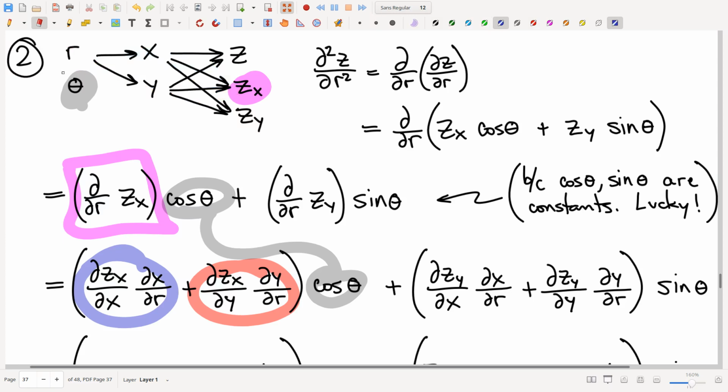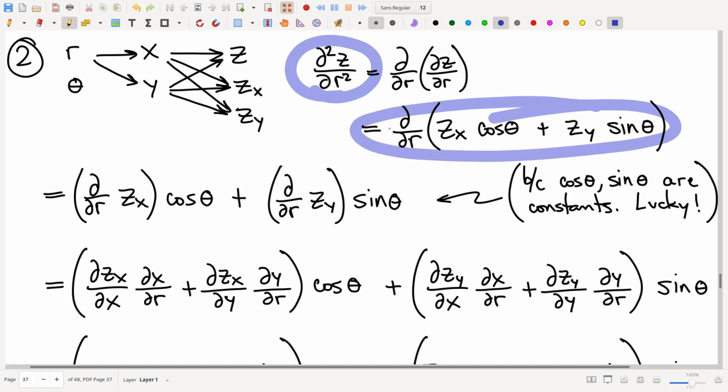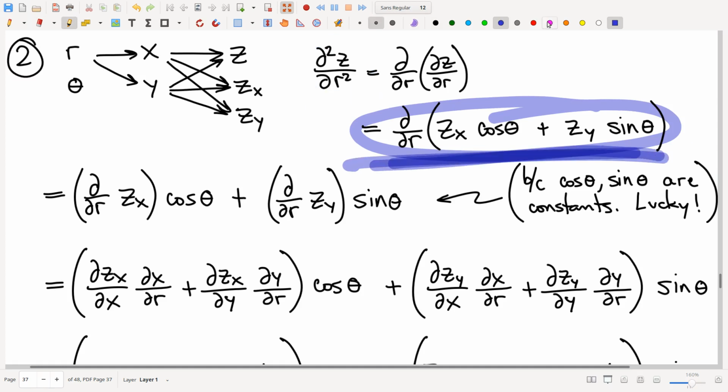what my colors are getting out of hand here. Let me clean up. I'm actually interested in the second partial, which means the r partial of the r partial that I computed initially. Is that cool? And so unavoidably, as part of computing this, I need to take the partial of z_x with respect to r, just as part of that. That's just kind of how the cookie crumbles in this case. Does that make sense? Yeah. Okay. All right.